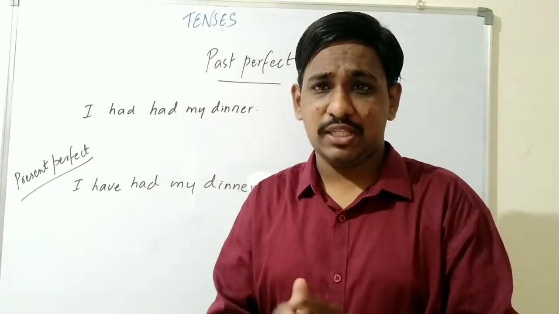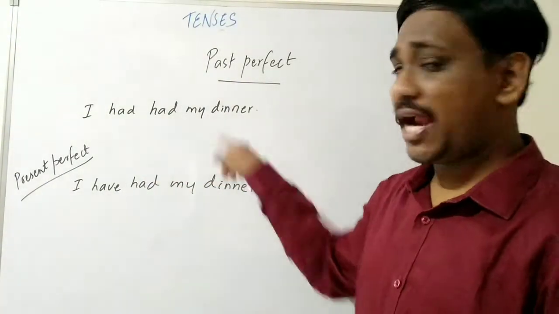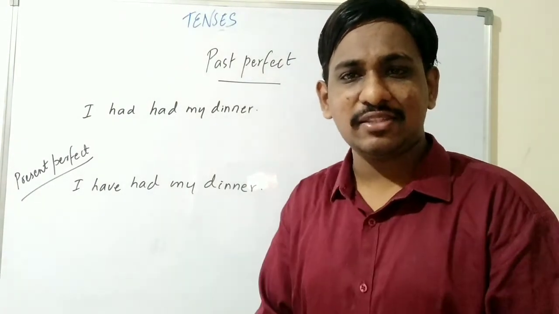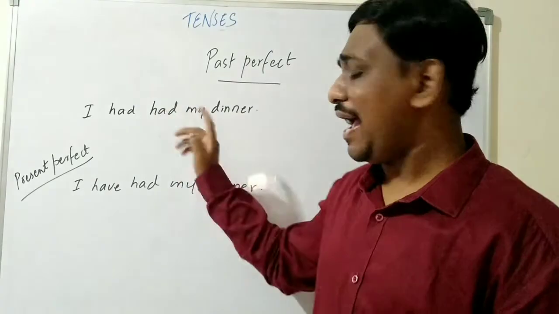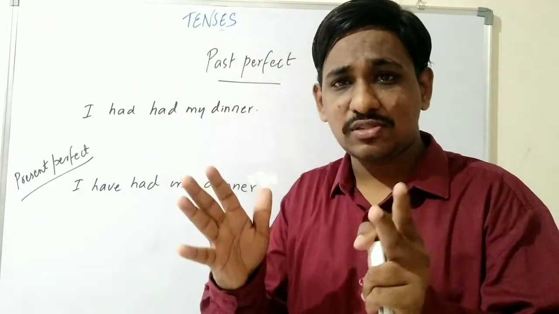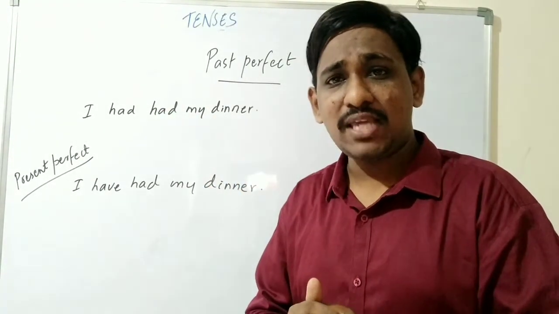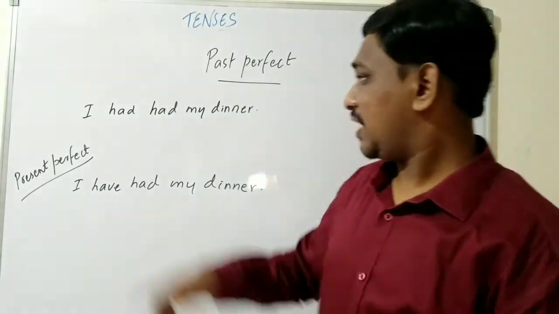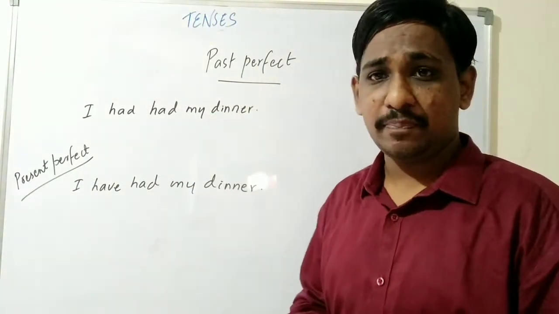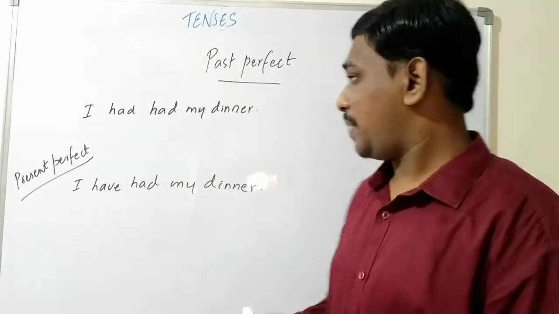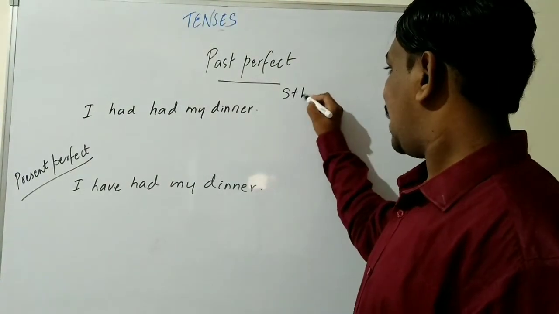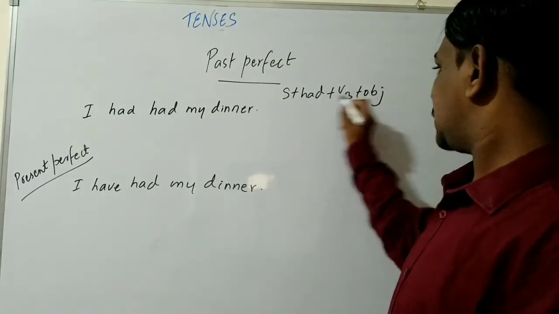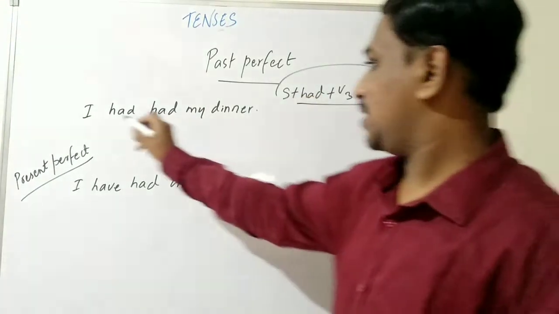Some students ask me this, sir, I had had my dinner. Is it right? If I say it is right, they ask me, how is it right, sir? I had had my dinner. It sounds odd. It sounds different. Yes, though it sounds odd, it is correct grammatically. So I will explain why it is correct grammatically. What is the formation of past perfect? Subject plus had plus V3 plus object. Yes or no? So let us compare it. Subject, yes.